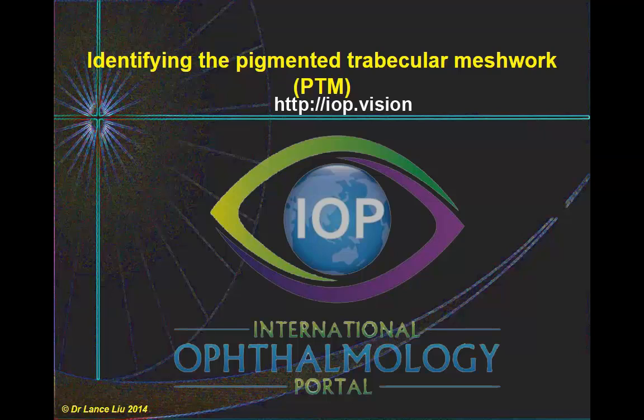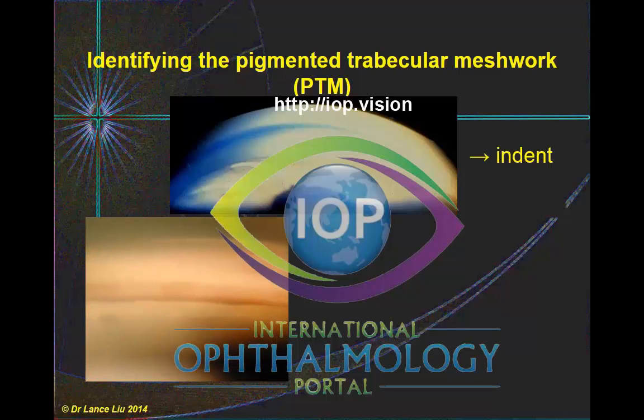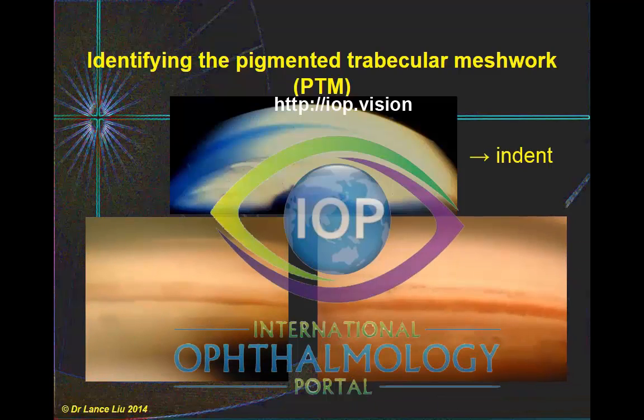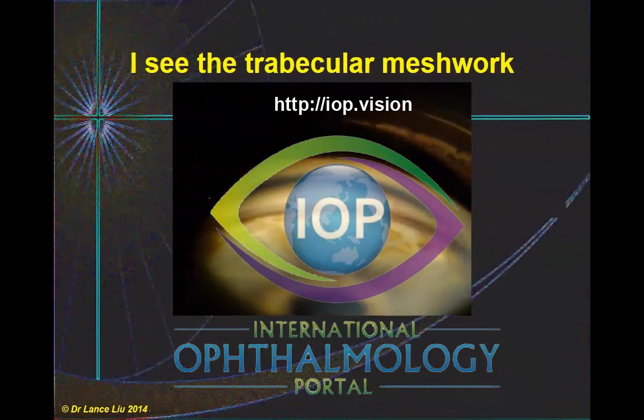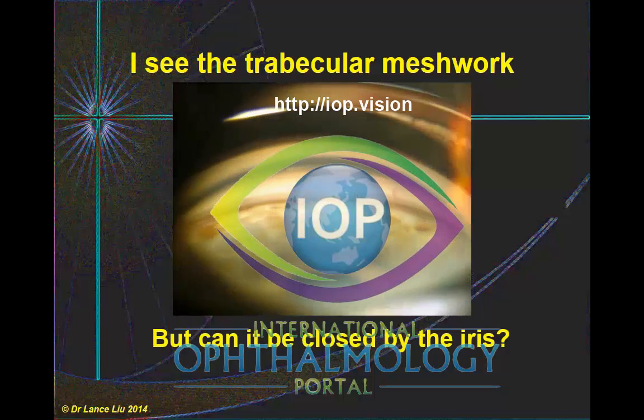Before assessing whether the angle is open or closed, one needs to first identify the pigmented trabecular meshwork, or PTM. Sometimes the PTM cannot be seen, and one needs to indent to assess whether the angle is either synechially or appositionally closed. Sometimes the angles look narrow in the primary position, or one can see the angle looks open. But even though one can see the PTM, one needs to ask yourself, can it actually be closed by the iris?